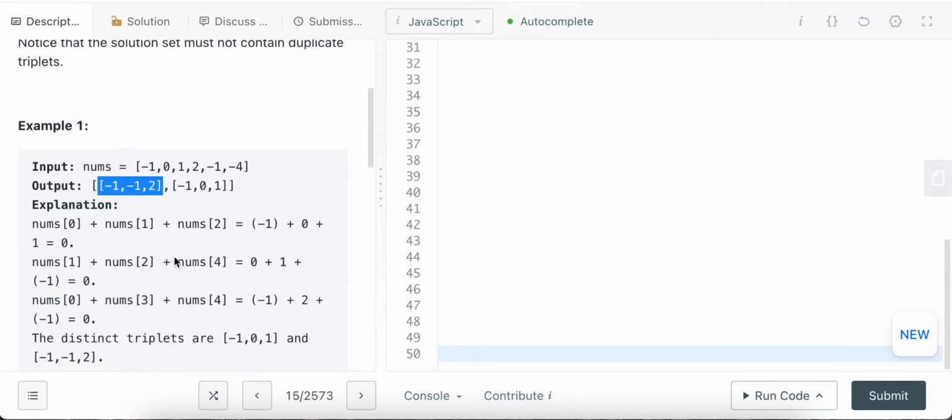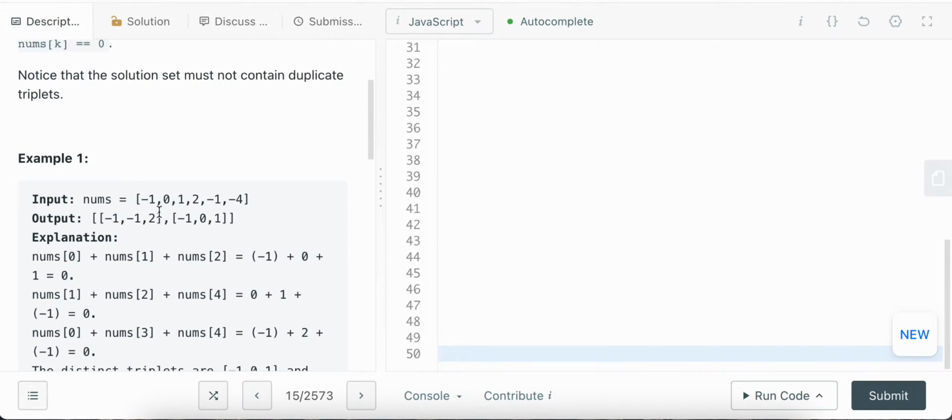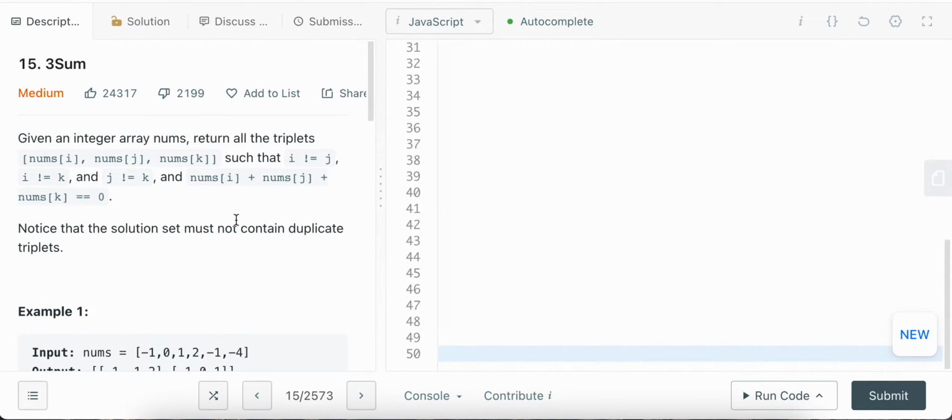Okay. And then what does he say? He says, notice the order of the output and the order of the triplets does not matter. See, here we talked about -1, 2, -1, but he has given -1, -1, 2. So he's basically saying that the order of the triplets themselves does not matter. We can actually return them in any order. Okay, makes sense so far?